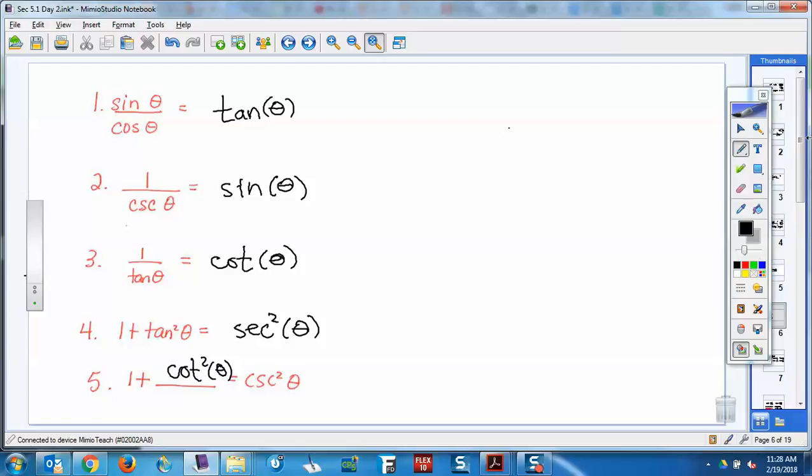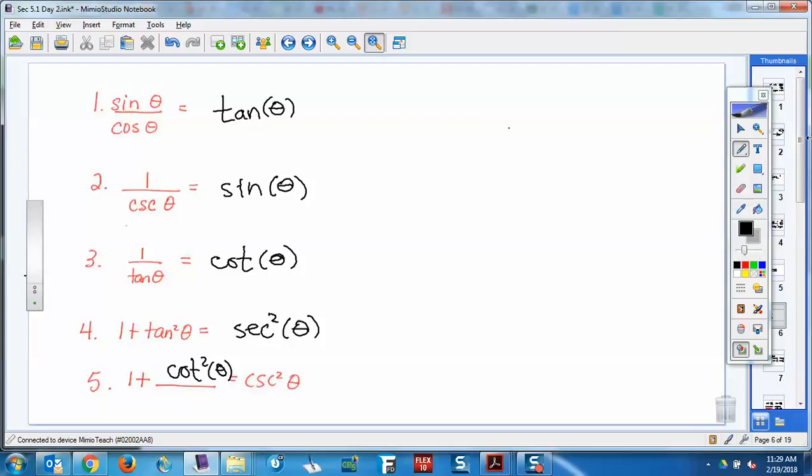Top one is what? Tangent. Second one? Sine. Third one? Cotangent. Fourth one? Secant squared. Fifth one? What goes in the blank on the fifth one? Think about number 4. Cotangent squared. Cotangent squared. Okay?